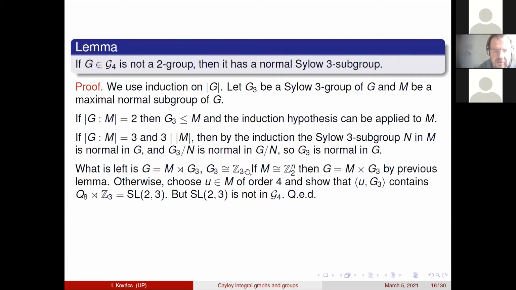Then you have to think about what M is. M may be elementary abelian, but if it is elementary abelian, involutions are in the center, so you have a direct product and you are done. So G3 is normal in G. If it's not, you can find an element of order 4, and you just have to show that the group generated by this element of order 4 and G3 contains this SR23. And we are lucky enough that SR23 is not in G4.